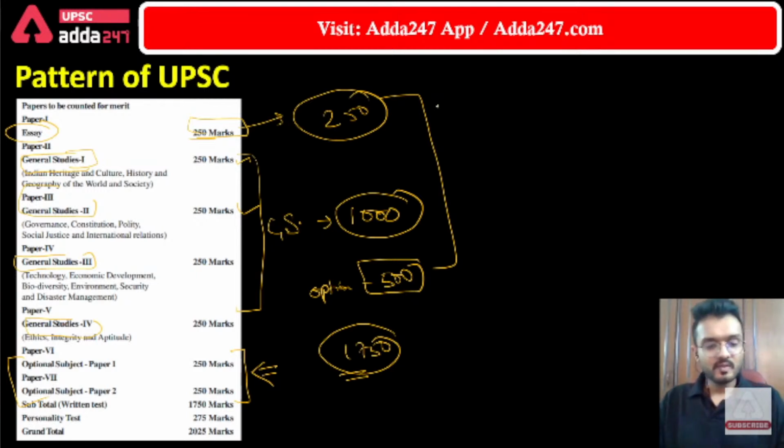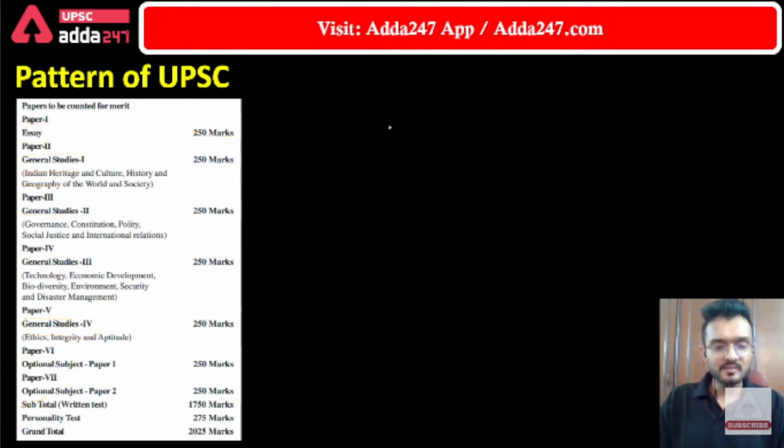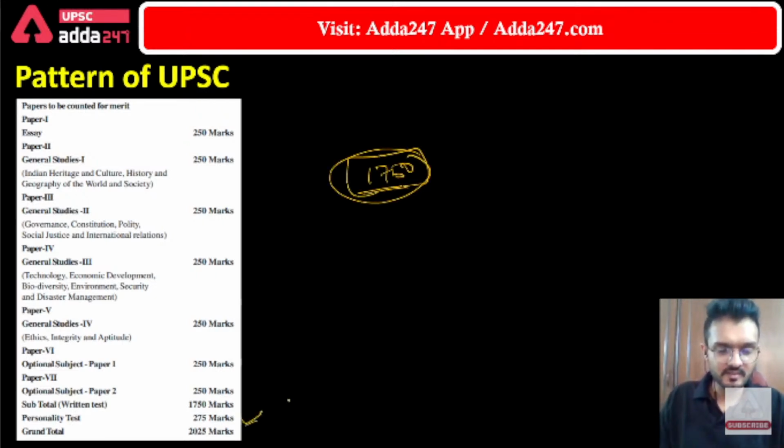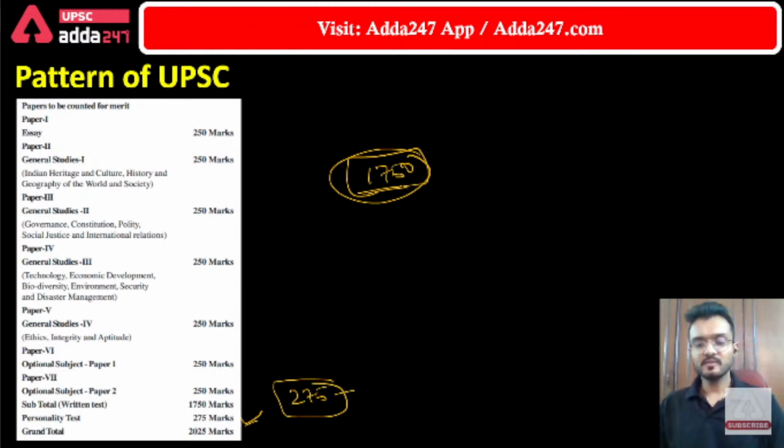So the mains stage is actually the most important stage, because here, out of the whole merit, the student has to get marks from 750, whereas the last stage is the interview stage. It is a 275 marks stage, and again this is the last stage and one of the most important stages to clear the UPSC exam.